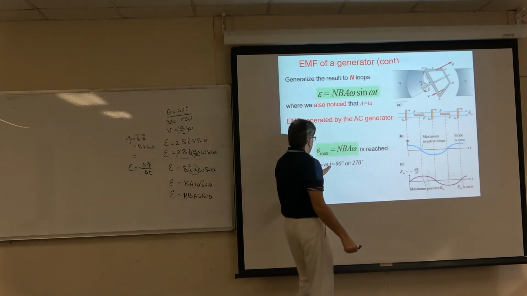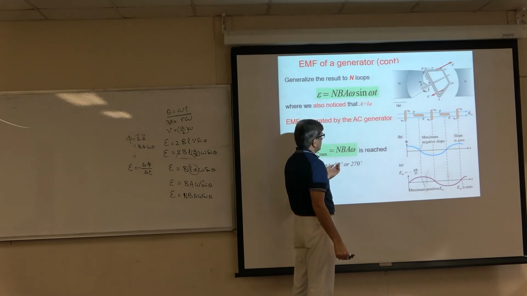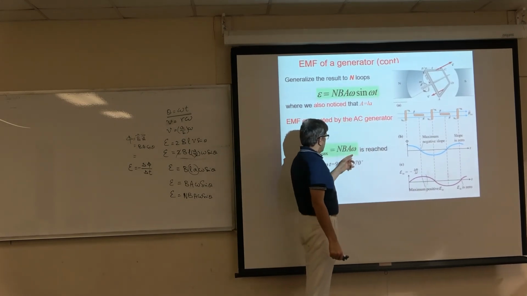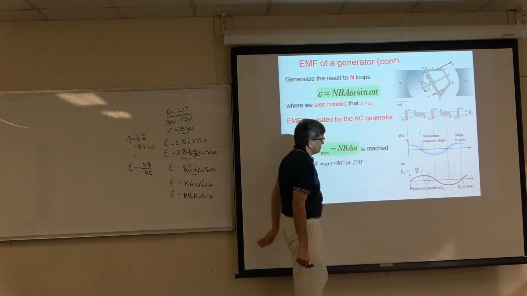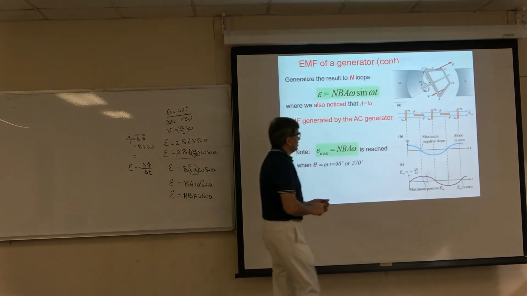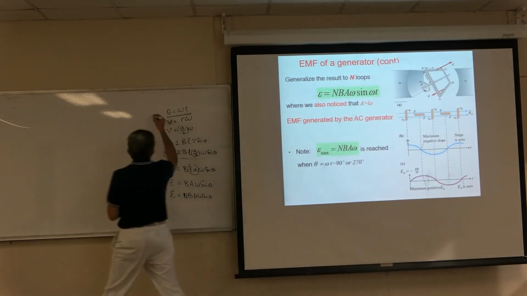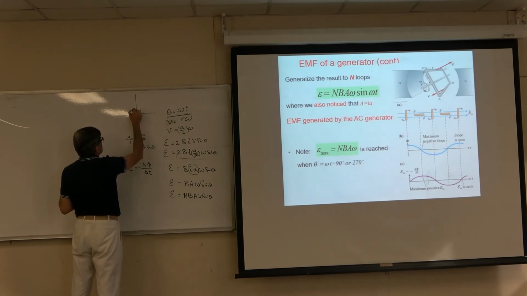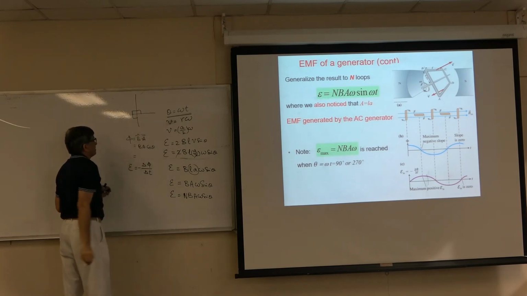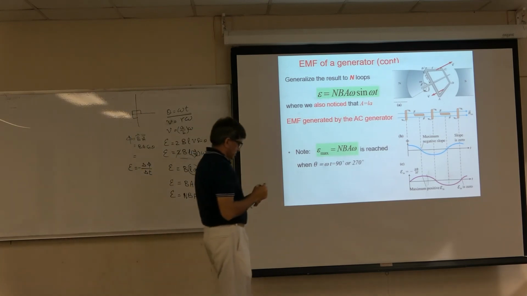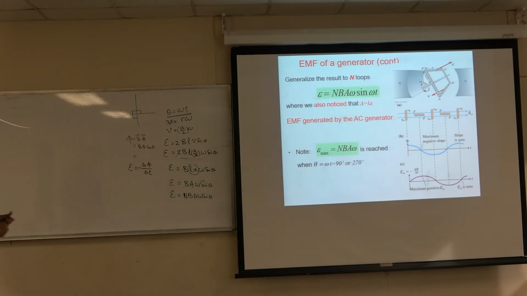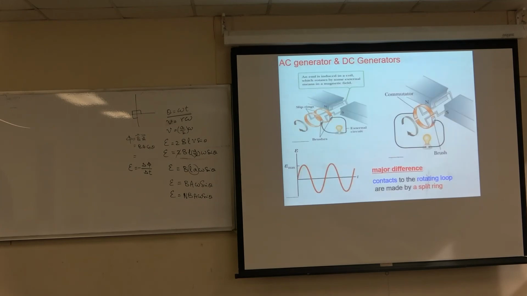So the flux will be maximum at 90 degrees, all right, here. And when sine theta is 90 degrees, or equal to 270 degrees, right? 270 degrees means, so you have here the 90 degrees, 180, here is 270, right? All right, so this is how we generate the EMF.